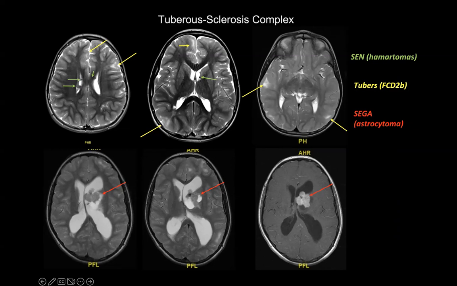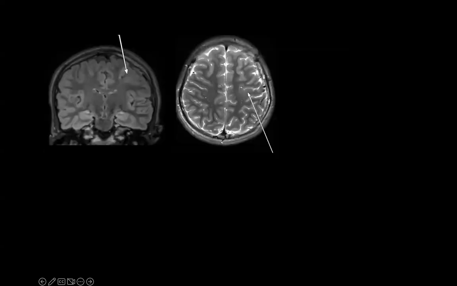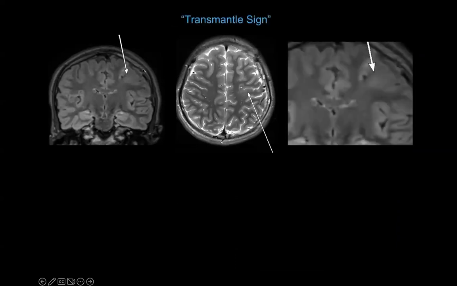When you see this constellation of findings, this is not subcortical heterotopia, but this is tuberous sclerosis complex, and these are subependymal nodules. Now, another mimic, transmantle abnormalities associated with the dysplastic area in the cortex. This is the transmantle sign. This is not gray matter heterotopia.